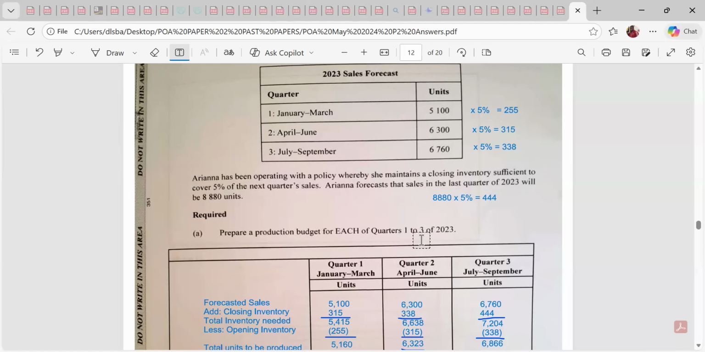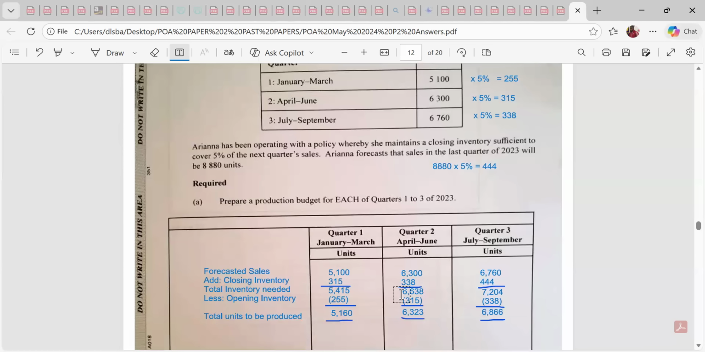But in the previous quarter, I had closing stock of 315. So in this quarter, that will be my opening stock. So although I need 6,638, I already have 315 in inventory. So all I need to produce now is the remainder, the 6,323. So I take in my forecasted sales, I add in my closing stock, and I subtract the opening stock.